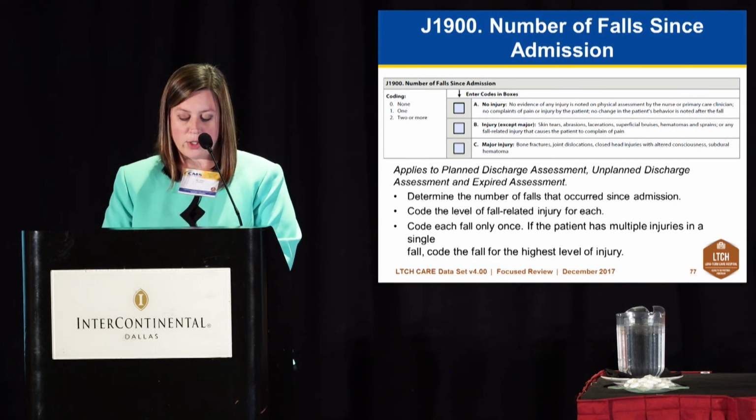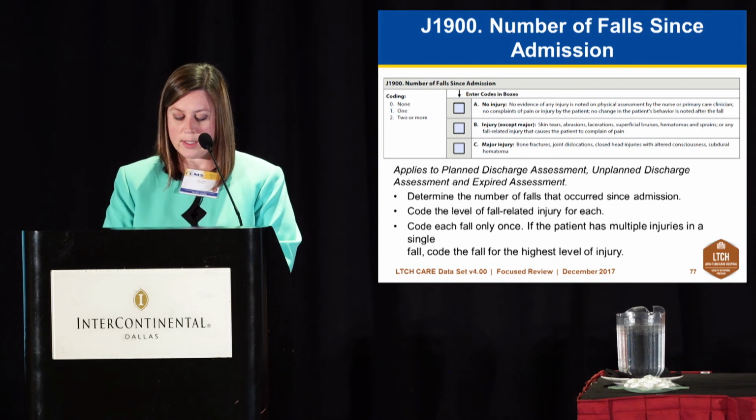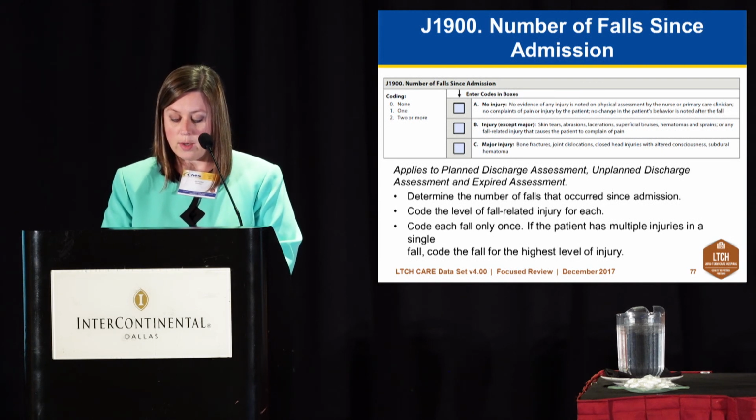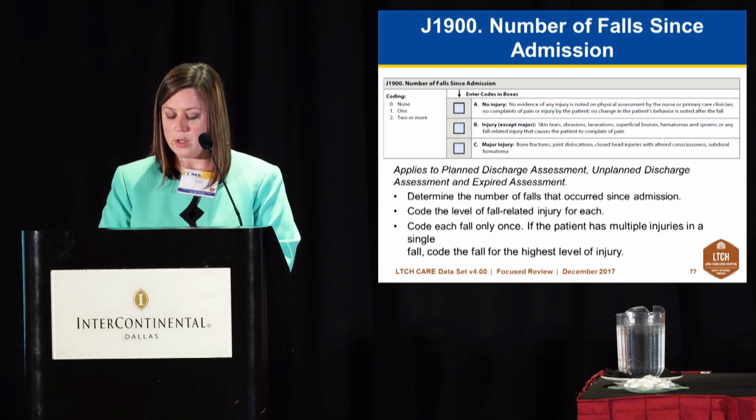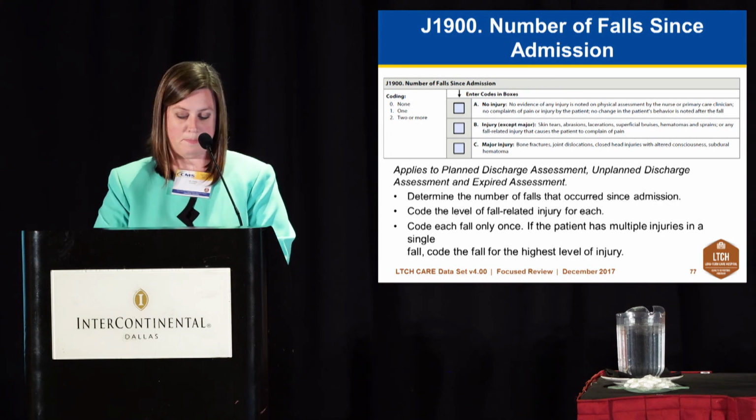And then a follow-up question, J1900, asks us to document the number of falls by injury type. So we do need to fill out each one of these boxes and code 0 for none, 1 for 1, or 2 for 2 or more. So we want to determine the number of falls that occurred since admission and then code their related level of injury. Code each fall only one time. So if a patient has multiple injuries and a single fall, you want to code the highest level of injury.